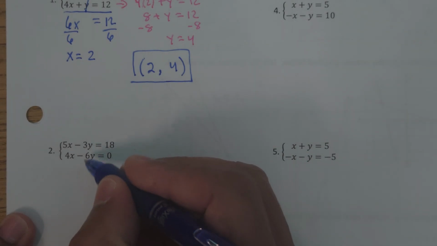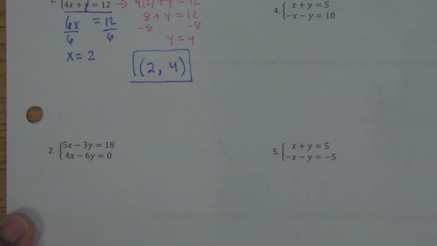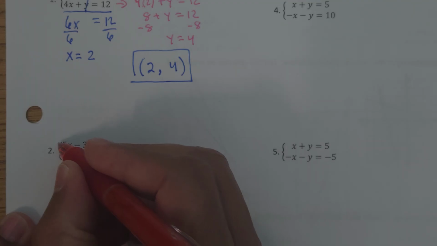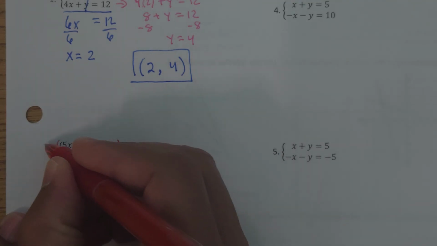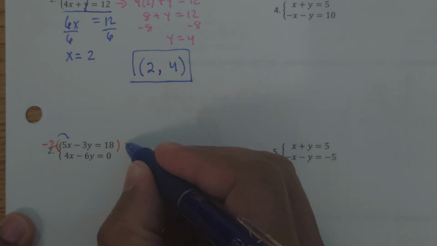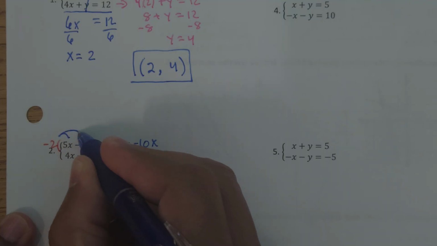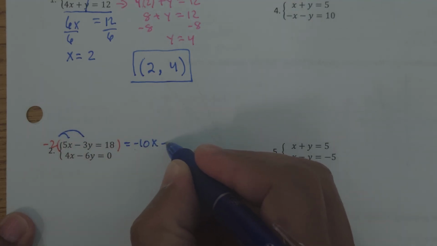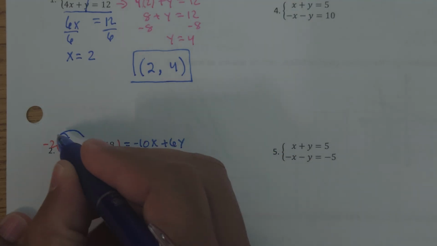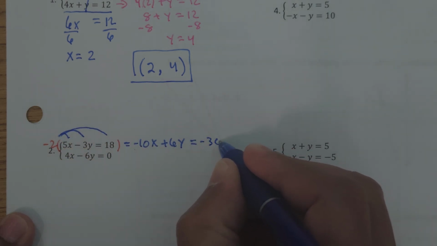So I see a -3 and I see a -6. It's easier to multiply this first equation by 2. And notice as this 3 is negative, let's make it positive. So that means we need to multiply the first equation by a -2. Okay, so then I'm going to distribute here. So -2 times 5x, that's equal to -10x. -2 times -3y, that becomes plus 6y. And -2 times positive 18, that's equal to -36.